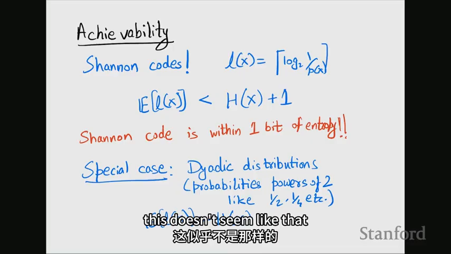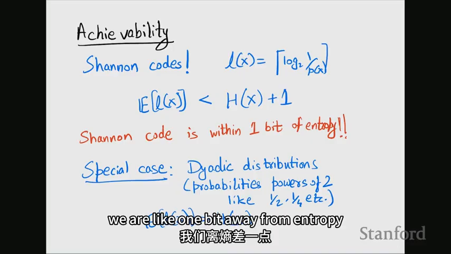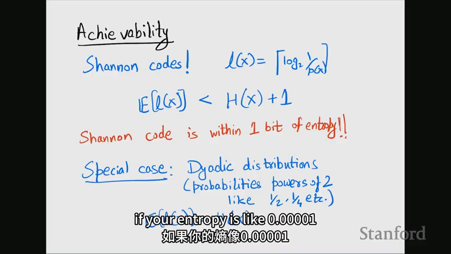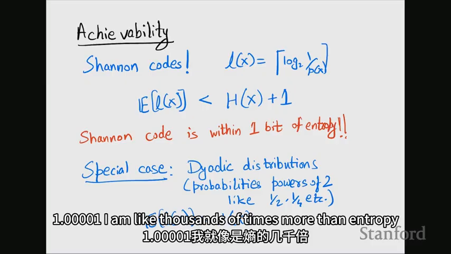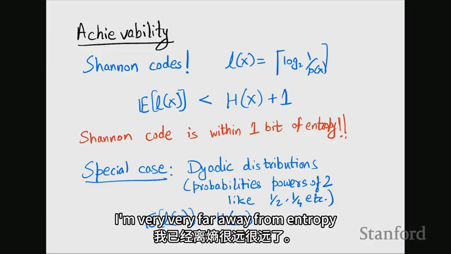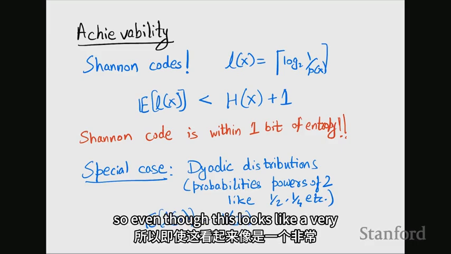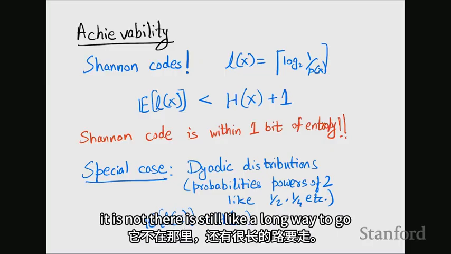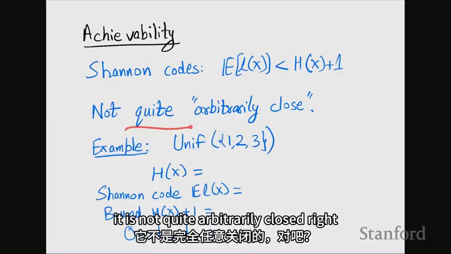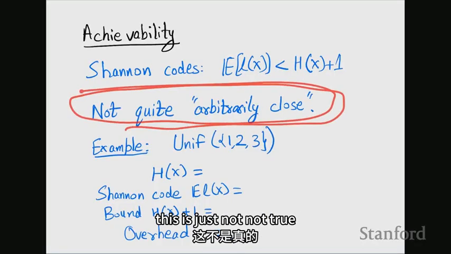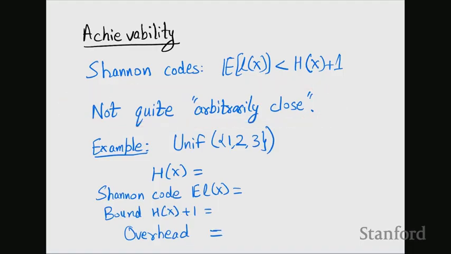This doesn't seem like that. We are 1 bit away from entropy. If your entropy is 0.00001, then I am at 1.00001. I am thousands of times more than entropy. I'm very, very far away from entropy. So even though this looks like a very powerful thing, it is not. There is still a long way to go, right? So yeah, it is not quite arbitrarily close. This is just not true.